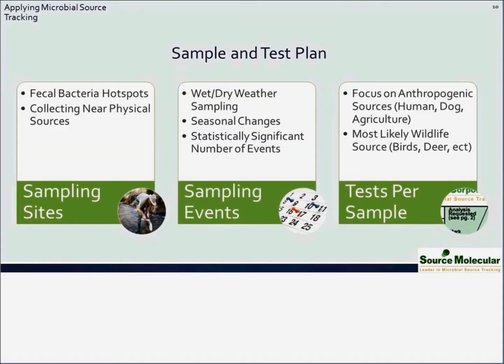From there, three elements are sampling sites. So selecting sampling sites tends to be fairly straightforward. Since most people are monitoring anyway, you simply go to your hotspots, where you have high levels, where you've historically had high levels. If the hotspots are not that obvious, then collecting near physical sources, close to agriculture, close to residential, where you know that physically these could be potential sources, are a good strategy. Then sampling events.